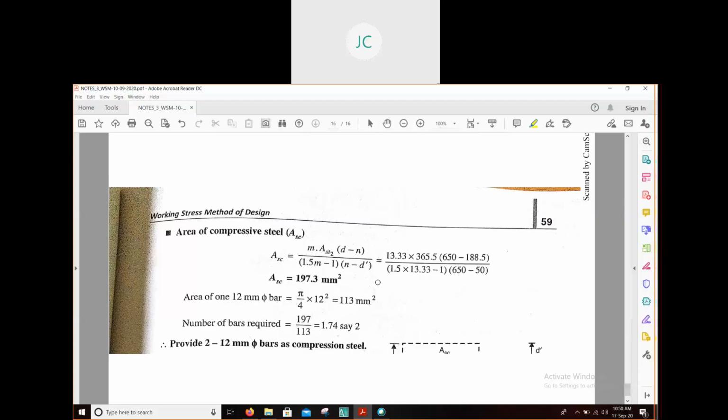Okay. So after getting the value of AST, the same formula is used to find out the value of ASC also. You can use this formula for compressive steel. M into AST2.